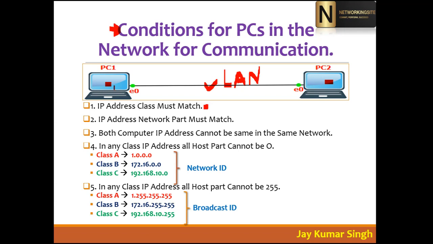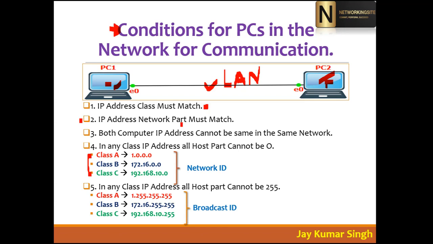So if this PC1 belongs to class C, then this PC2 must also belong to class C for communication if they want to communicate inside the LAN. Now here I am talking about condition number 2, which is that the IP address network part must match. I'm not talking about the host part, because an IP address is the combination of network part plus host part, and each and every class has a network part and a host part. So this is very simple.